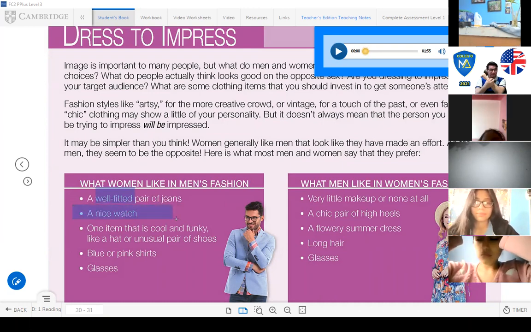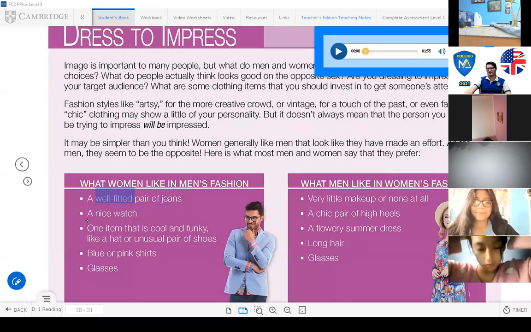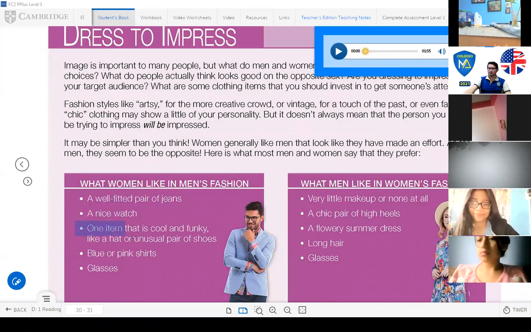Is that great? Yes. Okay, Camila says, no, teacher, that's not true. It says one item that is cool or funky, for example, like a hat or unusual, fuera de lo común shoes, zapatos. What do you think? Hat, unusual pair of shoes, yes?